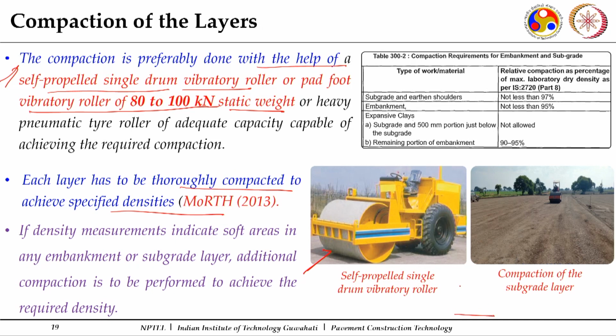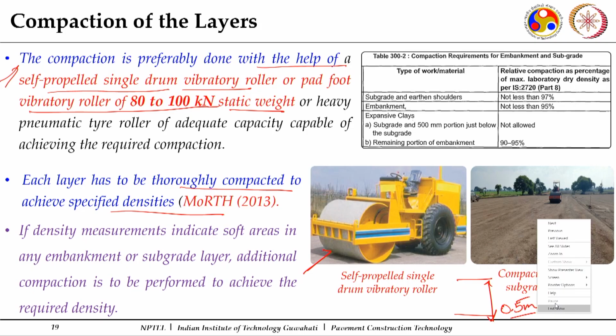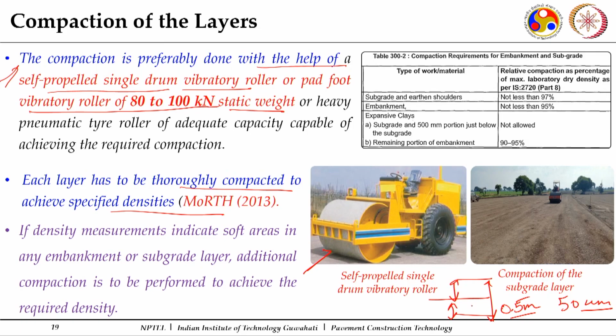If I need to construct a subgrade, say, compacting for a thickness of 0.5 meter, that is 50 centimeter, now if I am having vibratory rollers, I can do this in 2 layers. One may be 25 centimeter, the other may be 25 centimeter.